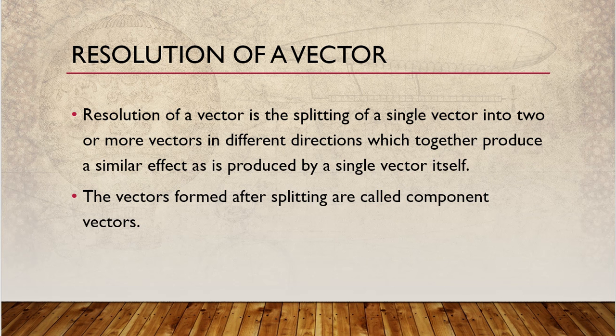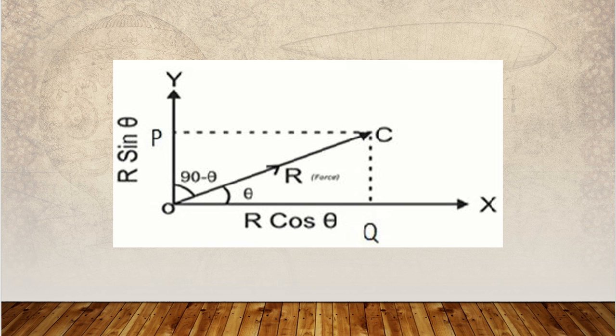The vectors formed after splitting are called component vectors. If you split a vector into two components, then the two components are known as component vectors. You can understand the resolution in the image clearly. So here is a vector R with the arrow mark. This vector R is making an angle theta with the x-axis.